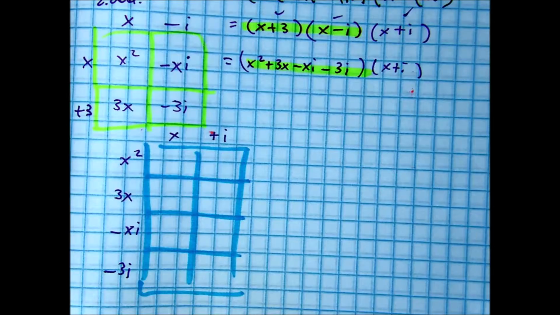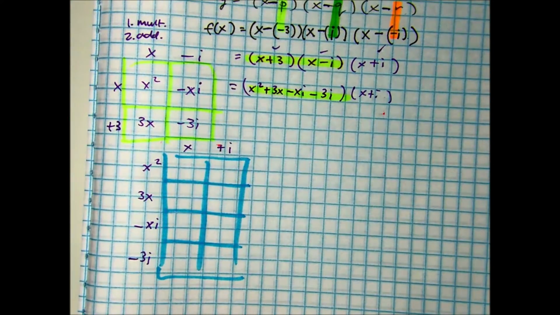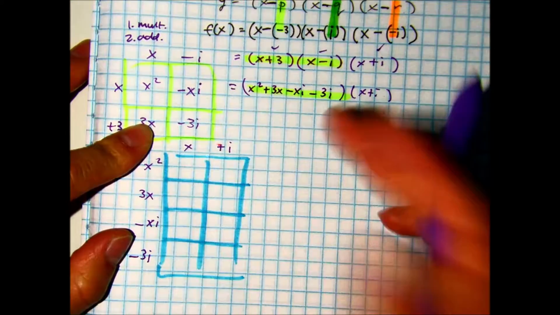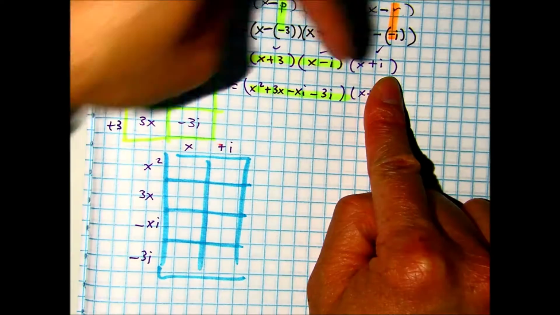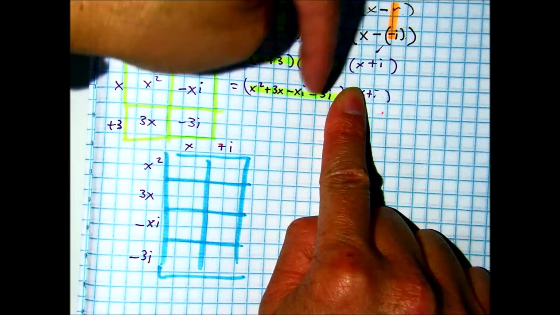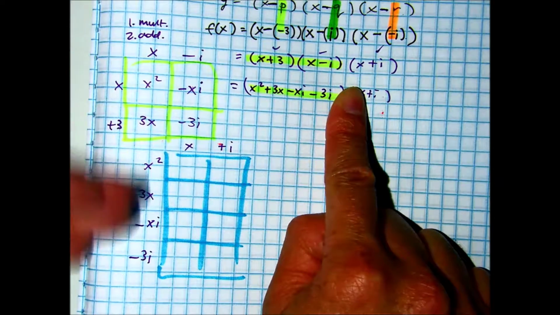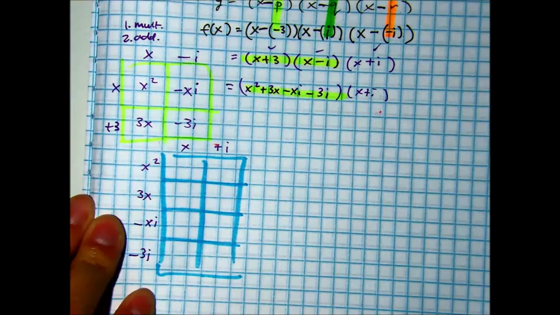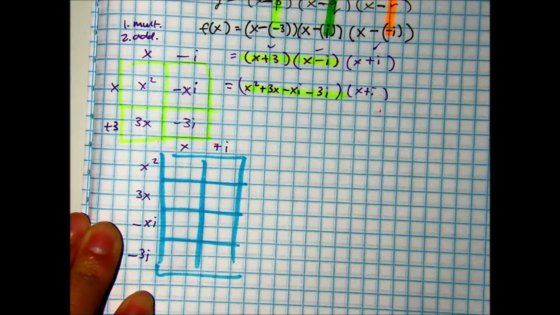And this is the reason why FOIL does not work. If you're using FOIL in this problem, you would basically have to distribute the x to each of these terms, distribute an i to each of those terms, and then combine like terms, which is essentially the same thing we're doing here, but it's a little bit more organized in a table. And they call this the area model.